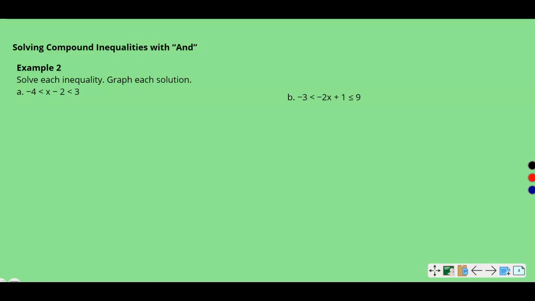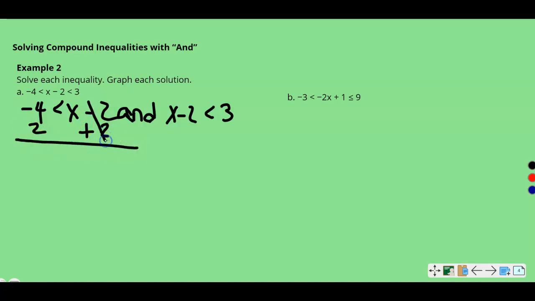All right, next example, solve each inequality, graph each solution. So we have -4 less than x minus 2 less than 3. This is an and statement because they overlap. The middle goes with both, and we have to solve both. So we're solving for x. We're going to add 2 to both sides. -4 plus 2 is -2. And here we're going to add 2. You get x less than 3 plus 2, which is 5.